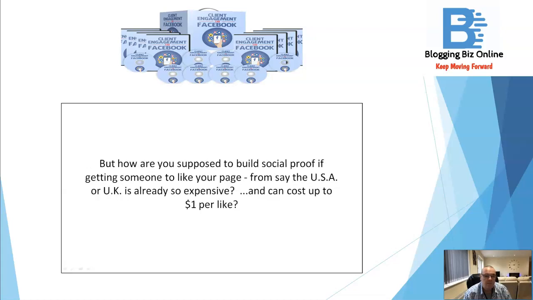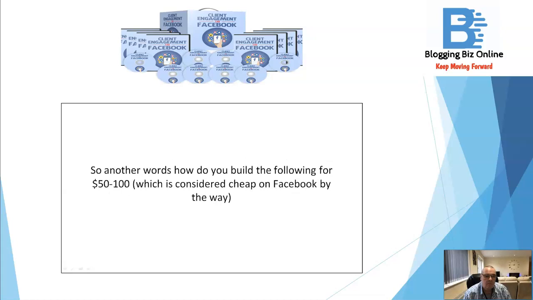But how are you supposed to build social proof if getting someone to like your page from, say, for example, a tier 1 country like the United States of America or the UK, is already so expensive and can cost up to about $1 per like? So in other words, if you wanted to get 1,000 likes, it would cost you anywhere from $500 to $1,000 or more, which is ridiculous, right? So in other words, how do you build the following for about $50 to $100, which is actually considered cheap on Facebook, by the way?